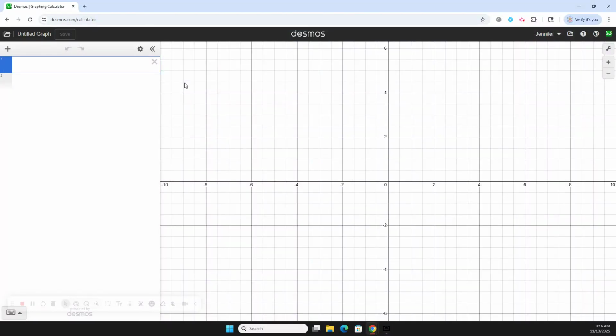But this graph, you can just go to Desmos and you can type it in.